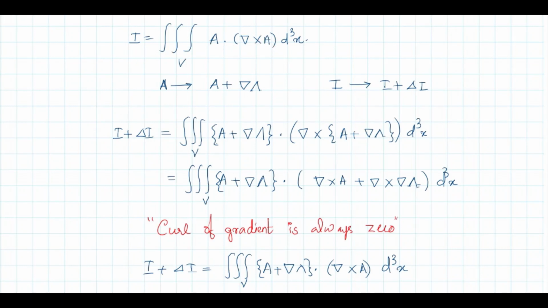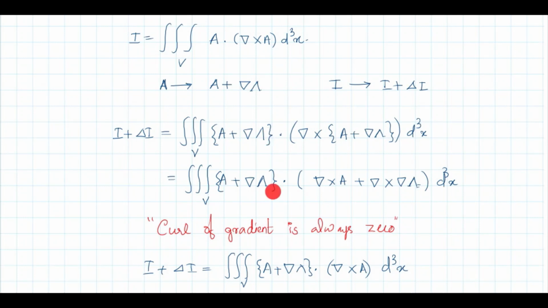So this is the given integral, I is equal to triple integral A dot del cross A d cube x. When you change A to A plus del lambda, this I becomes I plus delta I. I can write this I plus delta I is equal to triple integral V, A you have to change to A plus del lambda dot del cross, again A you have to write A plus del lambda d cube x.